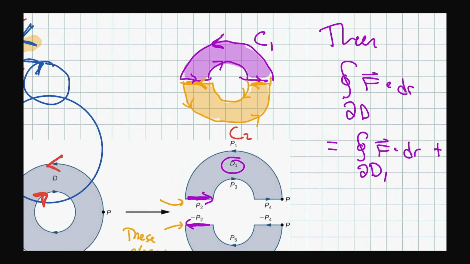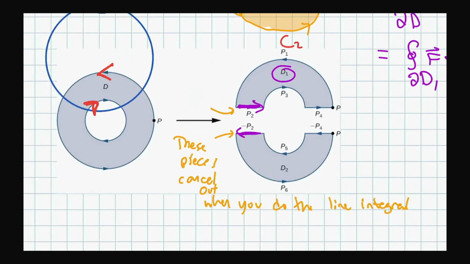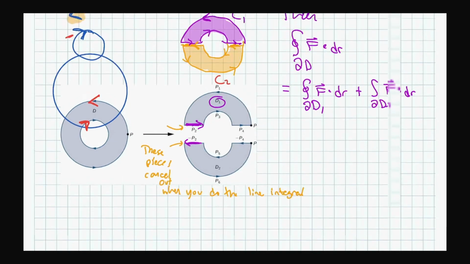Because if you think about it, if you're trying to do the line integral over just this shape and this shape, then there shouldn't be these horizontal lines, right? But the point is that you added one going to the right and one going to the left, and they cancel each other out. Okay, so this much is true.